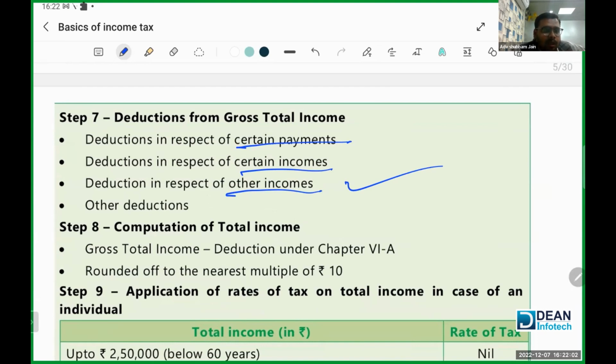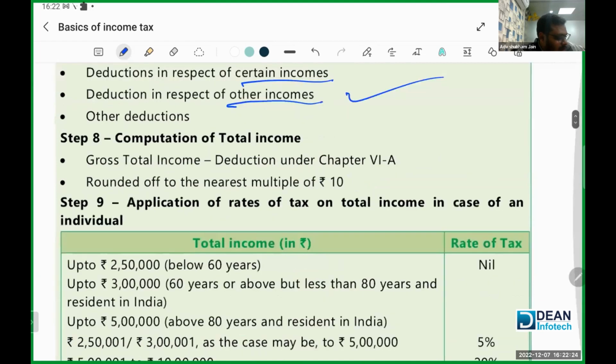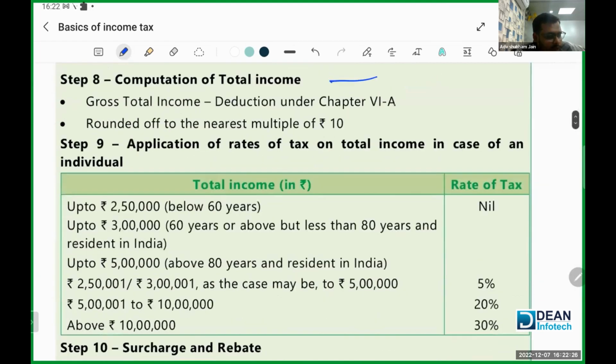Similarly, there are certain incomes for which we can have a deduction. Like if we are earning some kind of royalty income, the government has made a section in which we can get a deduction for that particular income. So we need to bifurcate the payments and incomes in each section, and we can get the deductions from the gross total income. And then there is the computation of the total income. At last, when we get the total income, we need to calculate the tax, and we are going to see what rates the government has prescribed to calculate the taxes.